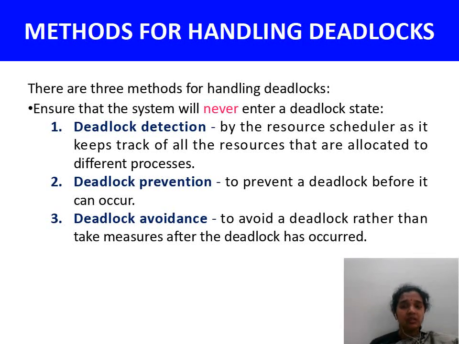By using this strategy, avoidance, we have to make an assumption. We need to ensure that all the information about the resources which the process needs is known prior to execution of the process. So we use a banker's algorithm in order to avoid the deadlock.